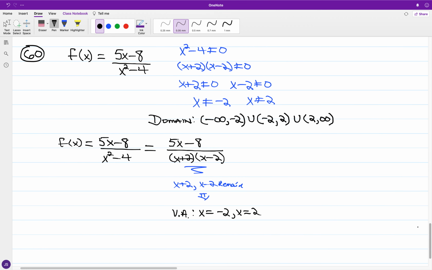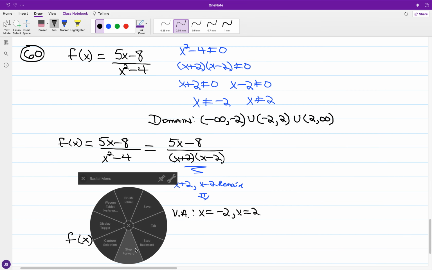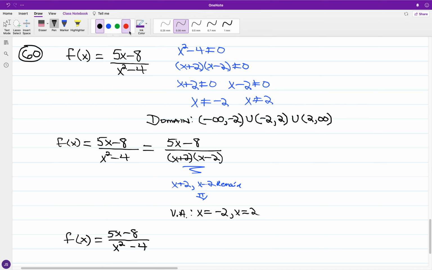And looking at, again, the degree comparisons. So you have 5x minus 8 all over x squared minus 4. The leading term in the numerator is 5x, or 5x to the first, so n is equal to 1. And from the denominator, m is equal to 2. So we have that n is less than m. If the numerator degree is less than the denominator degree, we have a horizontal asymptote, once again, where y is equal to 0.